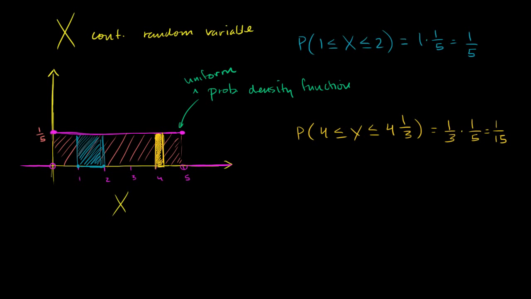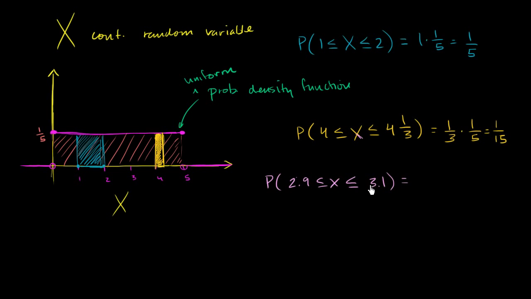Now let's do something interesting. Not that the other stuff wasn't interesting, but let's do something even more interesting. What is the probability that x is greater than or equal to, actually let me do it this way, 2.9. Let's say 2.9 is less than or equal to our random variable, which is less than or equal to 3.1.